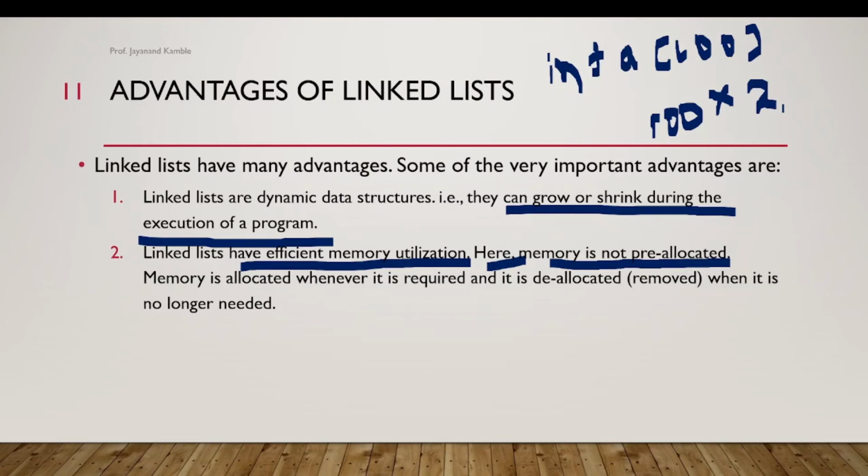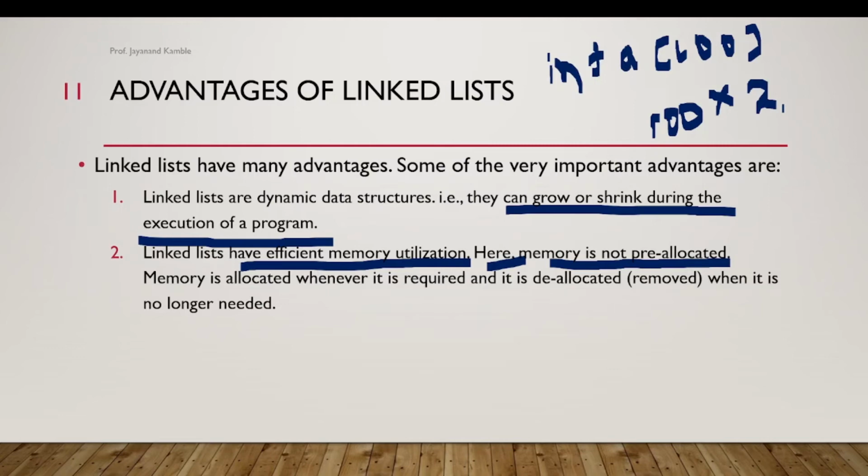In case of linked list, I have to create 10 nodes. Initially I will create one node and allocate memory. Second node, allocate memory. Third node, allocate memory. That means whenever we are creating a new node, at that time only we are allocating the memory to that node. So there is no wastage of memory. Whatever number of nodes we have, only that much memory is allocated.